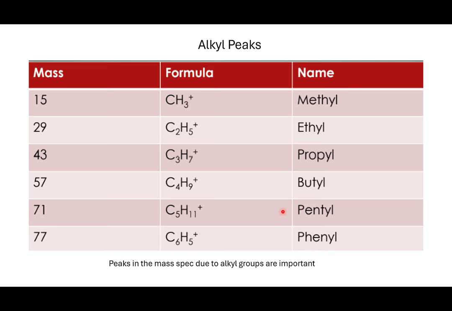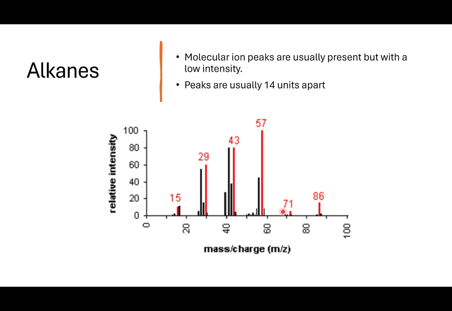So let's move on. This is just a table to memorize. You're going to get the slide. It's fine. All right, so let's look at this now. Alkanes: molecular ion peaks are usually present, but with a low intensity. Peaks are usually 14 units apart.